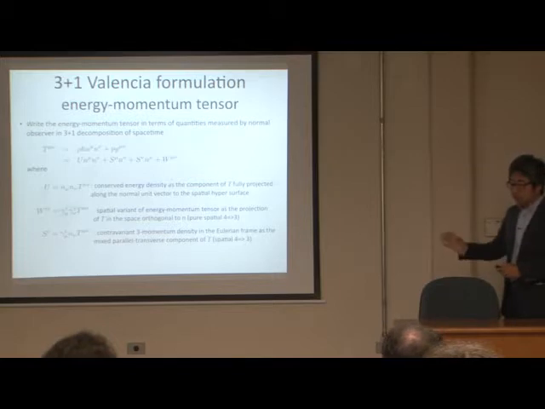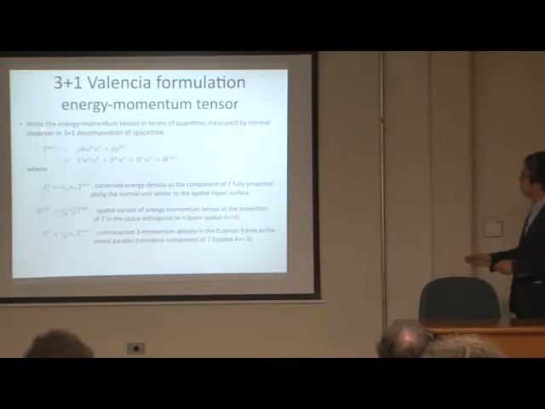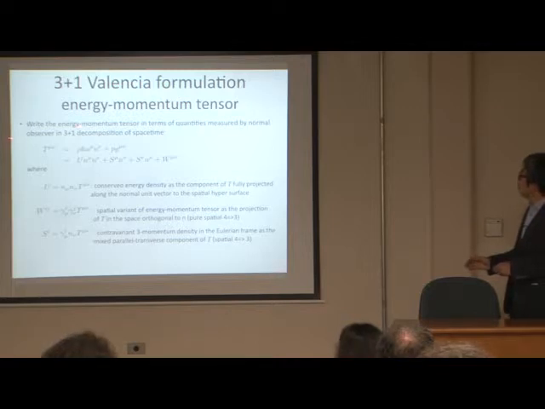So next, we are writing the energy momentum tensor in terms of the quantities measured by the normal observer in the 3 plus 1 decomposition of the space-time. So first, this is the T mu nu. This is a perfect fluid. This is what we have written here.